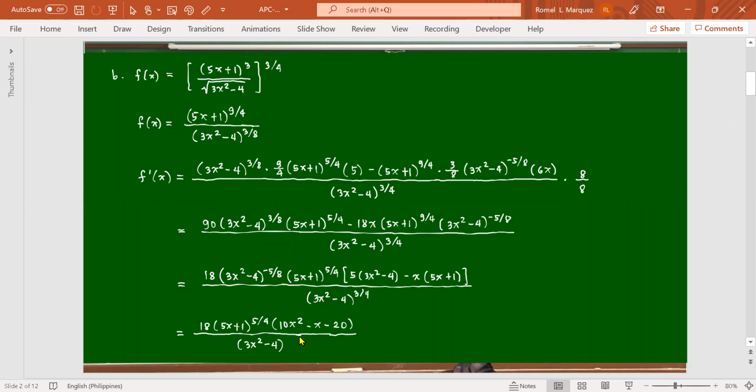That will be added to the 5 over 8, because when you bring this down, the 5 over 8 plus 6 over 8, since 3/4 means 6 over 8. What's the new exponent? 11 over 8. Okay? Is that correct, children?